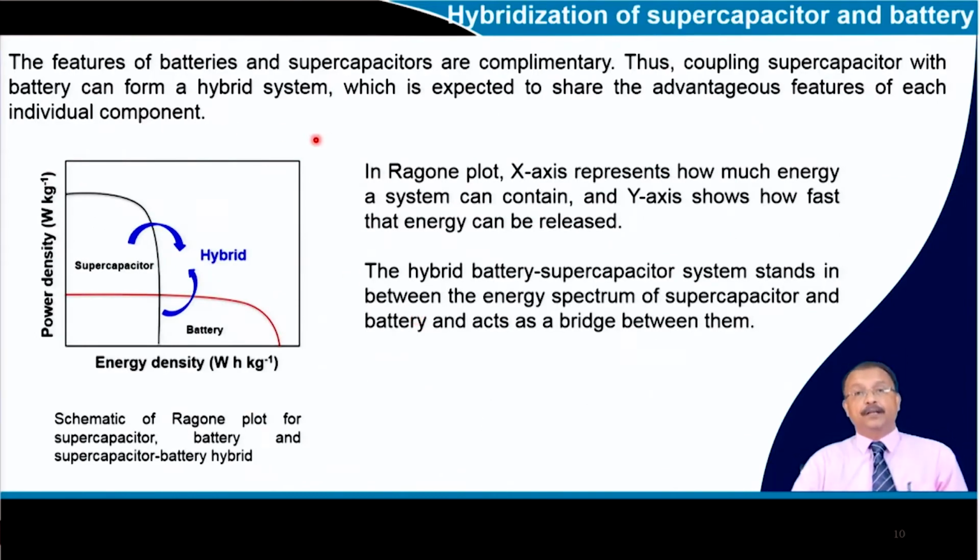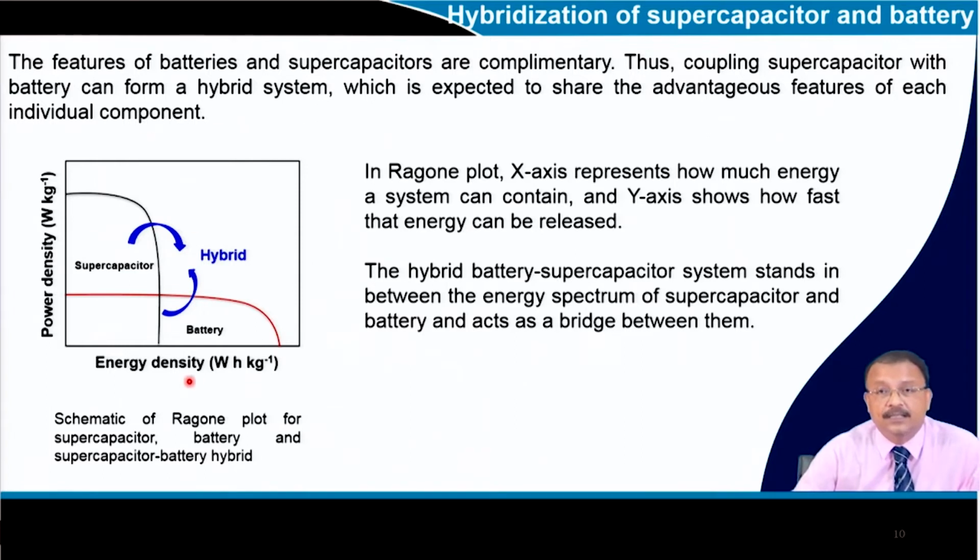Now, the third part is to make the hybridization. In case of a supercapacitor and a battery, if you individually plot what we call a Ragone plot, the energy density is plotted against the power density. As you can see, in the case of a supercapacitor, the energy density is relatively low but the power density is quite high, and the reverse is true for the battery. In the case of the battery, the energy density is high but the power density is low.